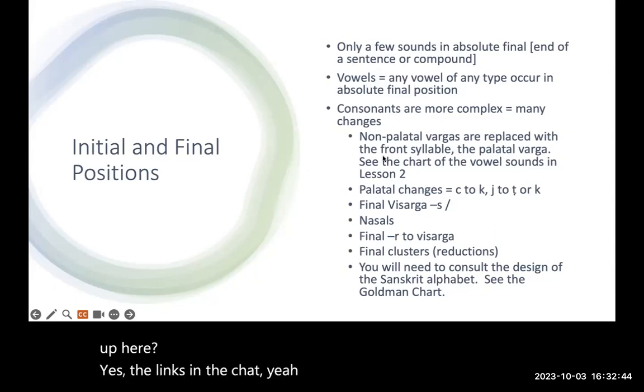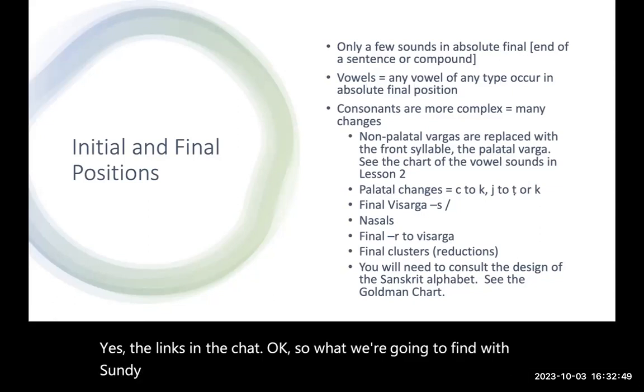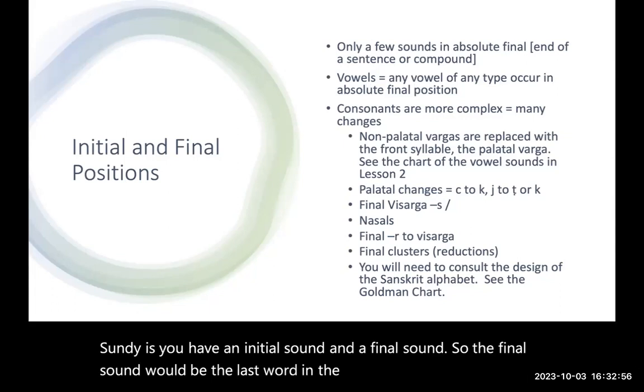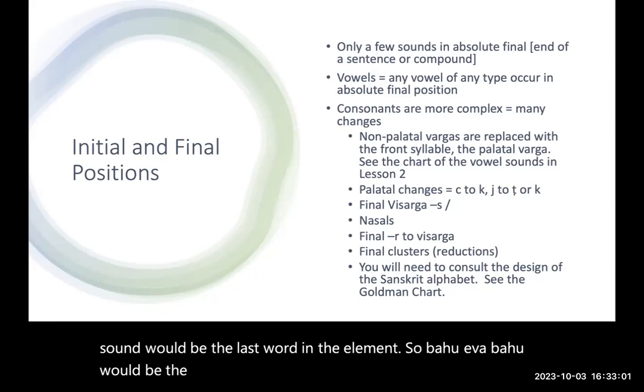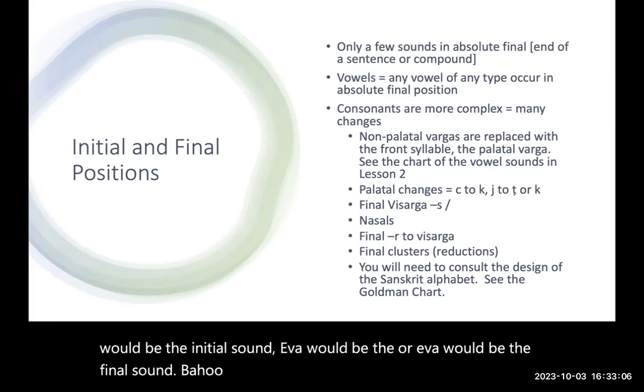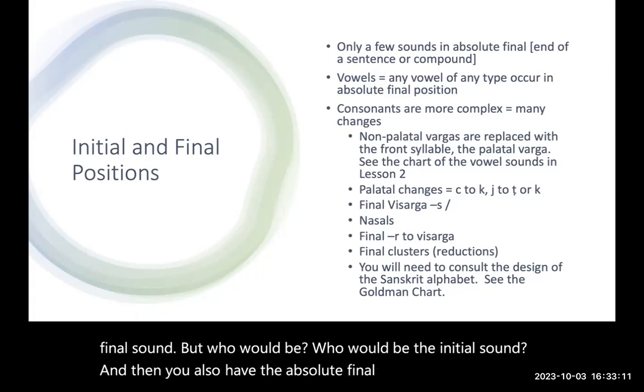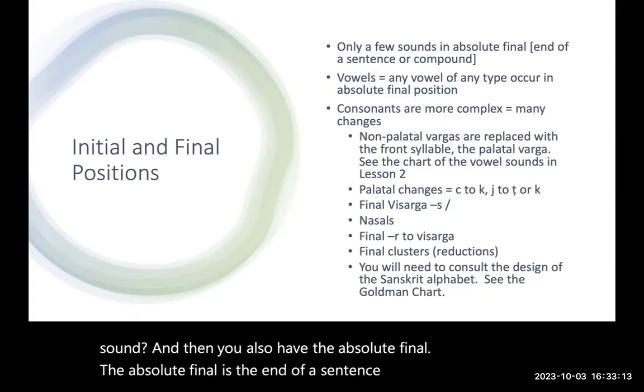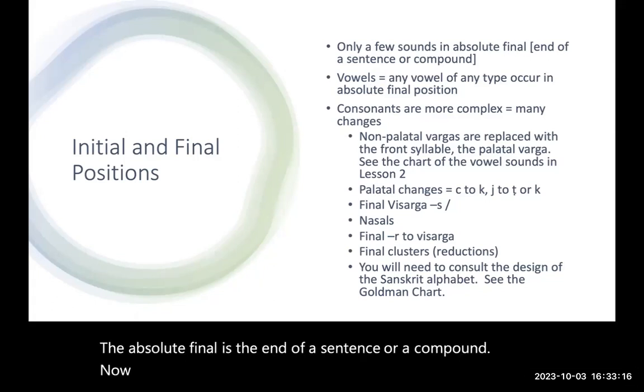Okay, so what we're going to find with Sandhi is you have an initial sound and a final sound. So the final sound would be the last sound in the element. So bahu, eva. Bahu would be the initial sound. Eva would be the final sound. And then you also have the absolute final. The absolute final is the end of a sentence or a compound. Now, vowels can be, all right, I'm not explaining this well.